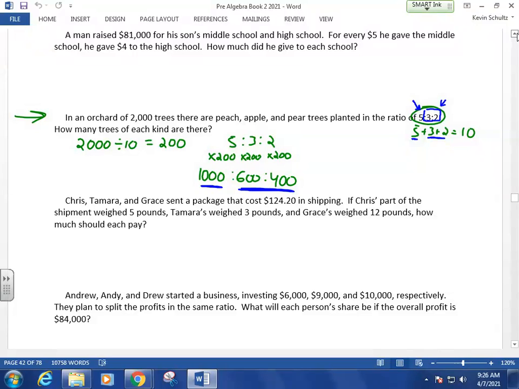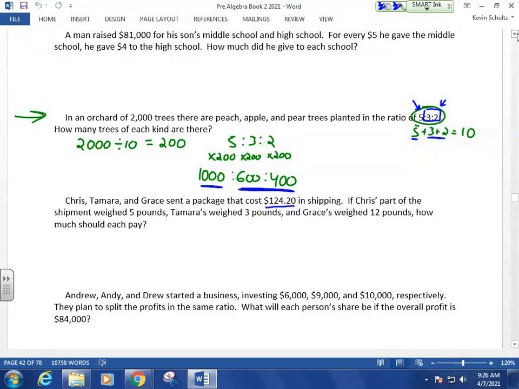Okay, as we have here with Chris, Tamara, and Grace. They sent a package that costs $124.20 in shipping. I'm underlining that because that's our whole. If Chris's part of the shipment weighed 5 pounds, Tamara's weighed 3 pounds, and Grace's weighed 12 pounds, how much should each pay? Would it be fair to divide that $124.20 by 3 and have each of these people pay the same amount of the shipping?